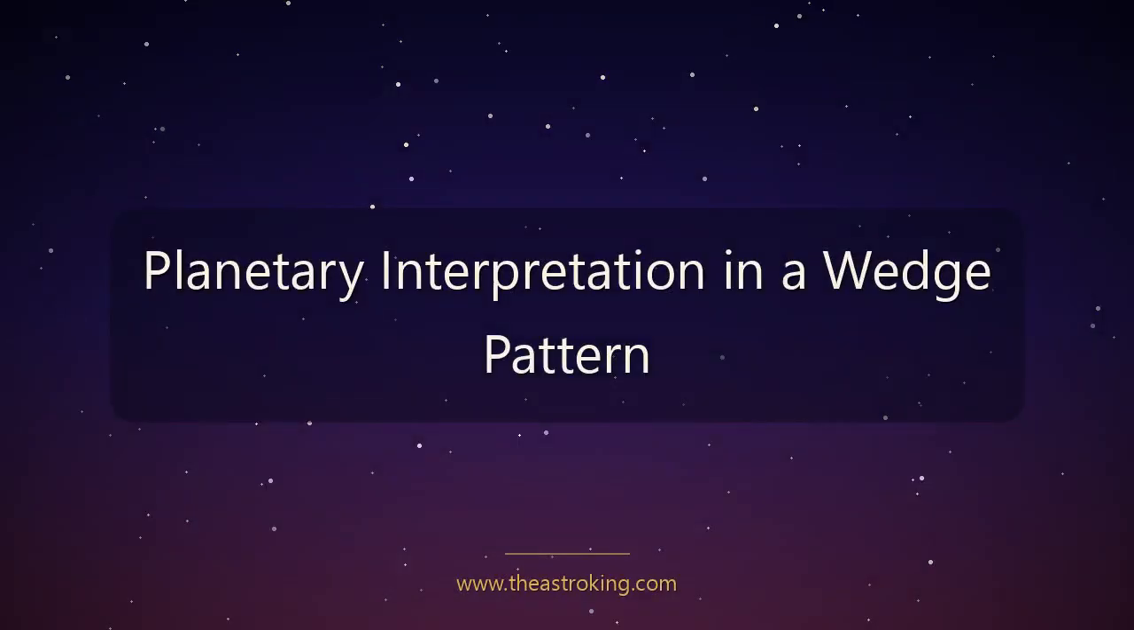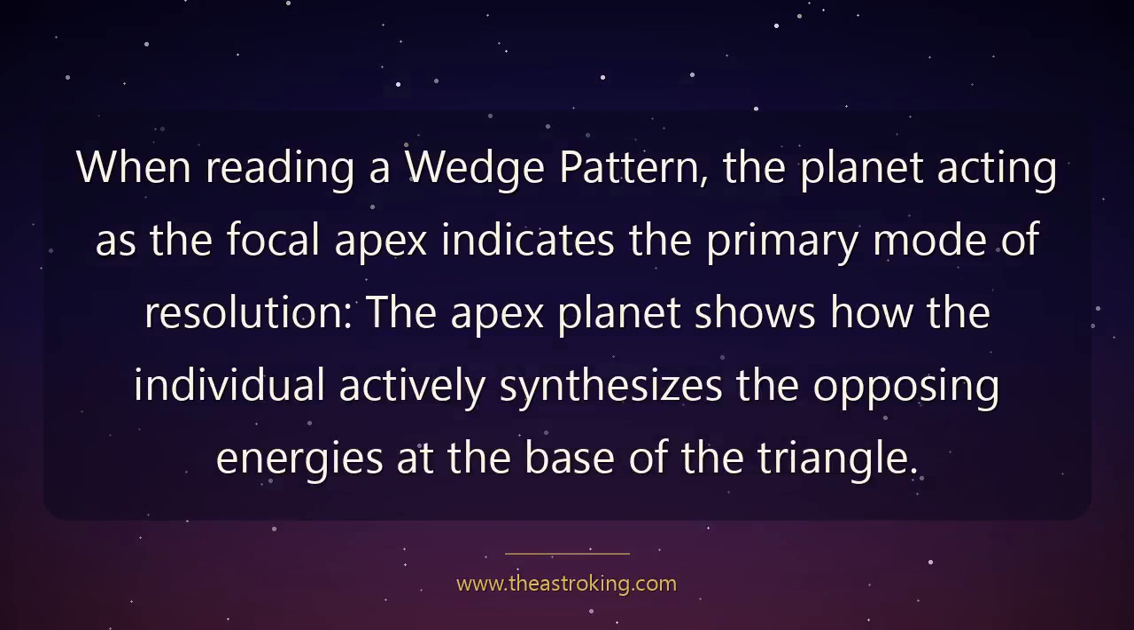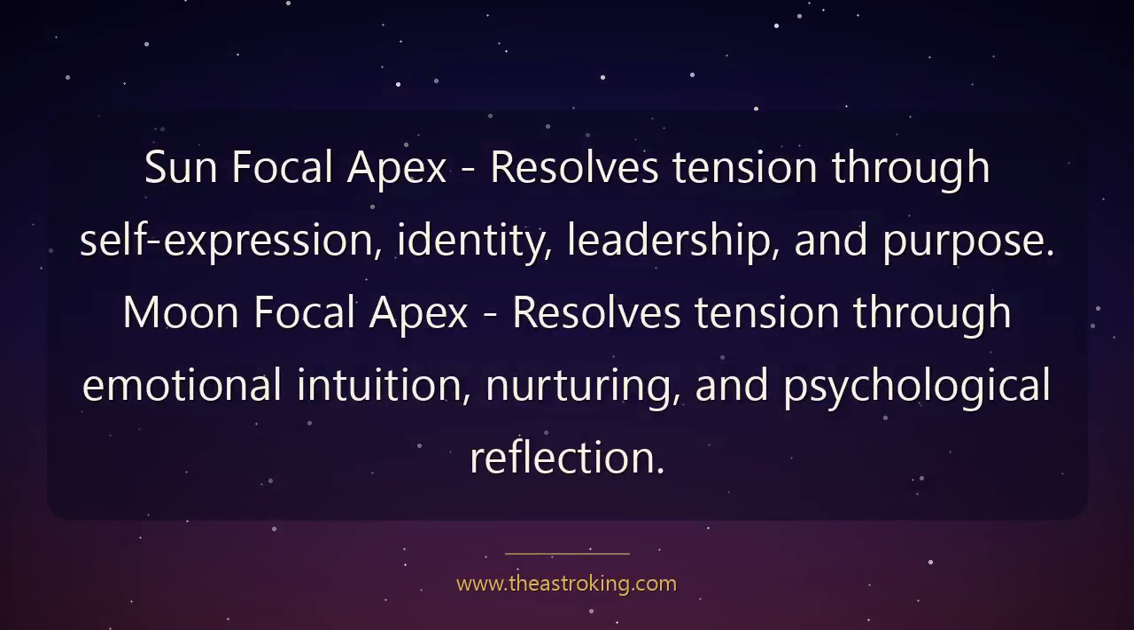Planetary interpretation in a wedge pattern. When reading a wedge pattern, the planet acting as the focal apex indicates the primary mode of resolution. The apex planet shows how the individual actively synthesizes the opposing energies at the base of the triangle. Sun focal apex resolves tension through self-expression, identity, leadership, and purpose. Moon focal apex resolves tension through emotional intuition, nurturing, and psychological reflection.